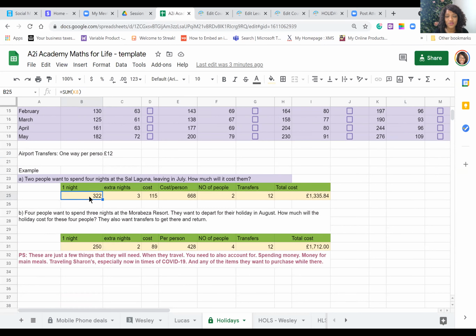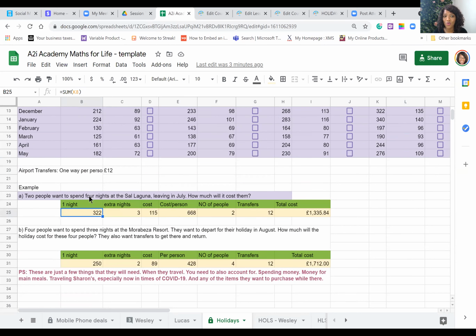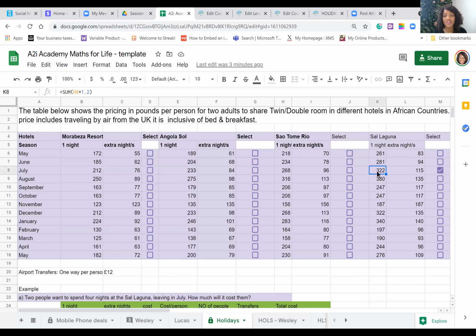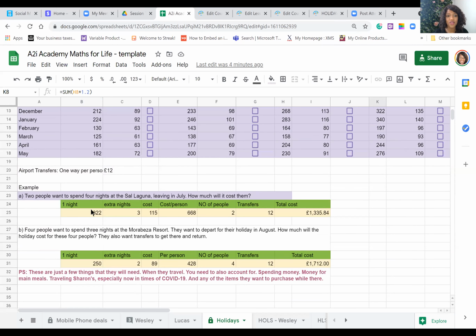Okay, so first and foremost, the cost for one night in July is 322. So I type in 322 there. How many extra nights do I want to stay? So it's 4 nights. I take away one of the nights and I have to pay extra for the other 3 nights. It's a cheaper price. So 3 extra nights, and the total cost for those 3 extra nights is 115. So you add them together.